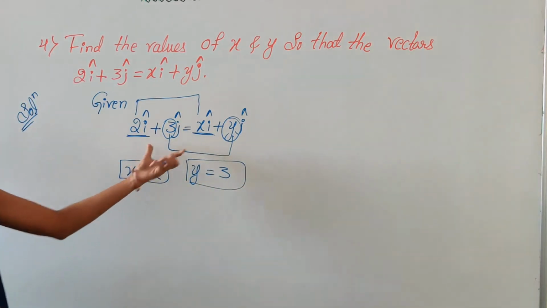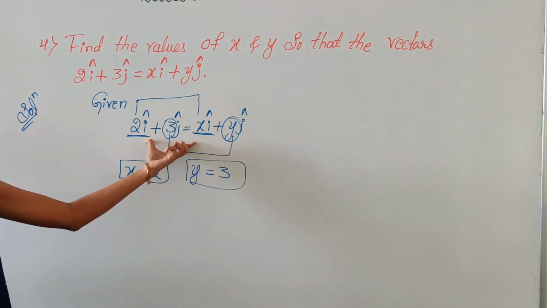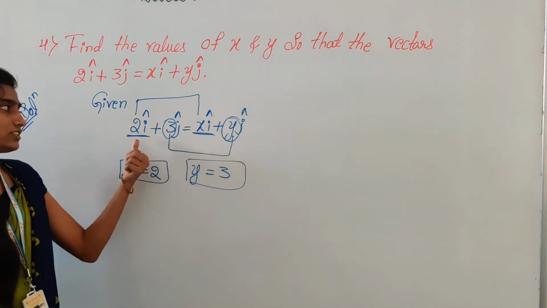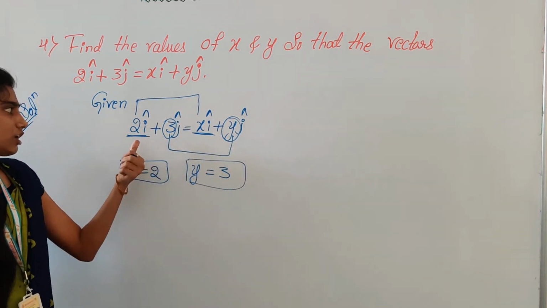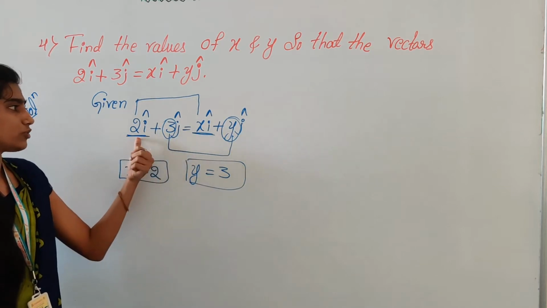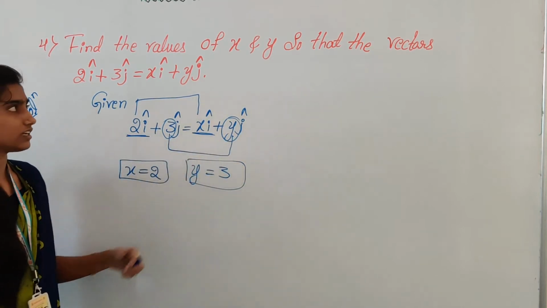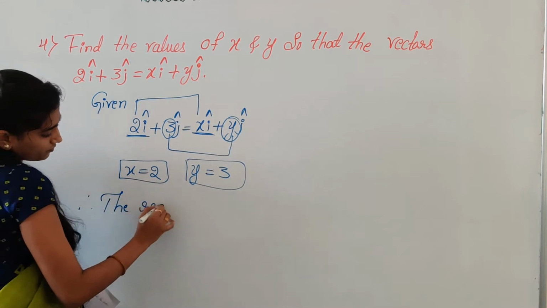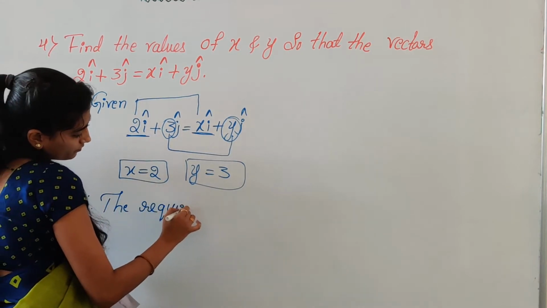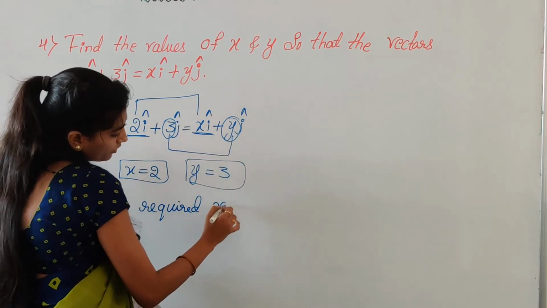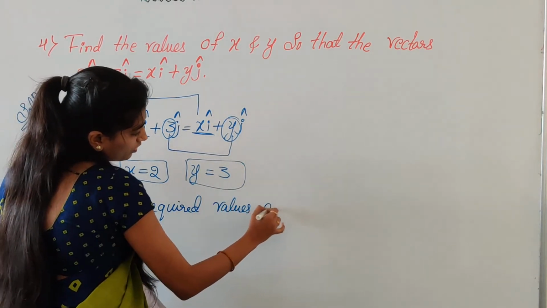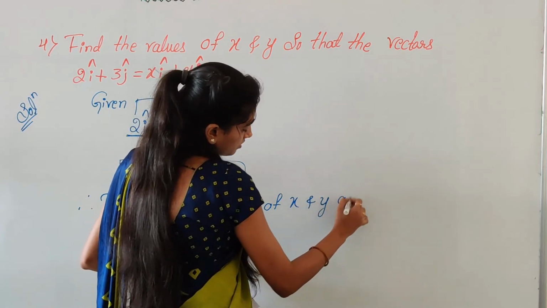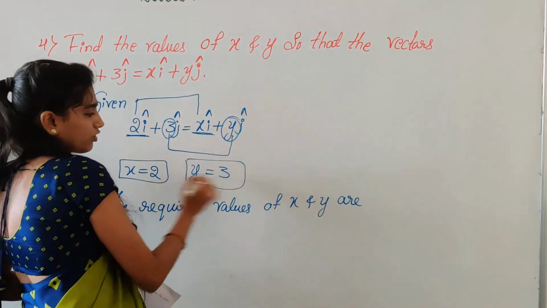So here they have given 2 vectors and the vectors are equal. Then the corresponding components of these vectors I, J, K components are equal. So X is equal to 2 and Y is equal to 3. Therefore, the required values of X and Y are 2, 3.